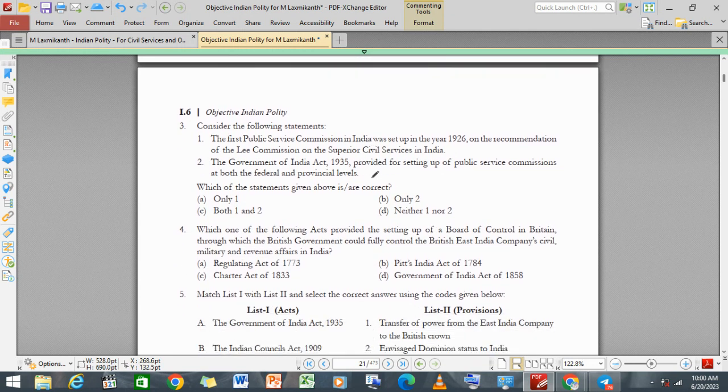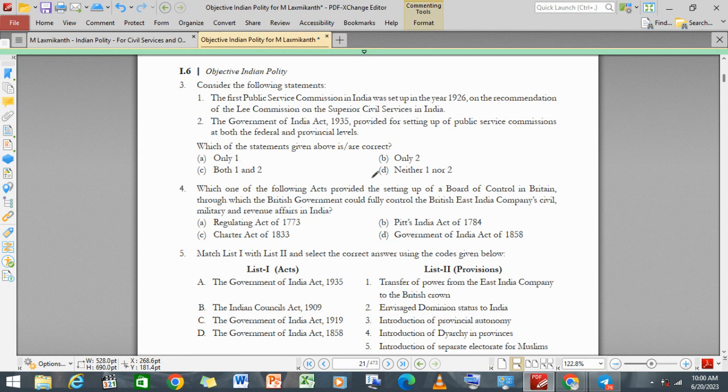All right. Now coming on to this third question, consider the following statements: the first Public Service Commission in India was set up in 1926 on the recommendation of Lee Commission on the Superior Civil Service in India. 1926. It was Macaulay Committee, I believe. Macaulay Committee recommended that the Public Service Commission should be made for the civil services. Second, the Government of India Act of 1935 provided for setting up of Public Service Commission for both federal and provincial level. Yeah, this is correct. I believe second one is correct. I'm thinking the second one is definitely correct.